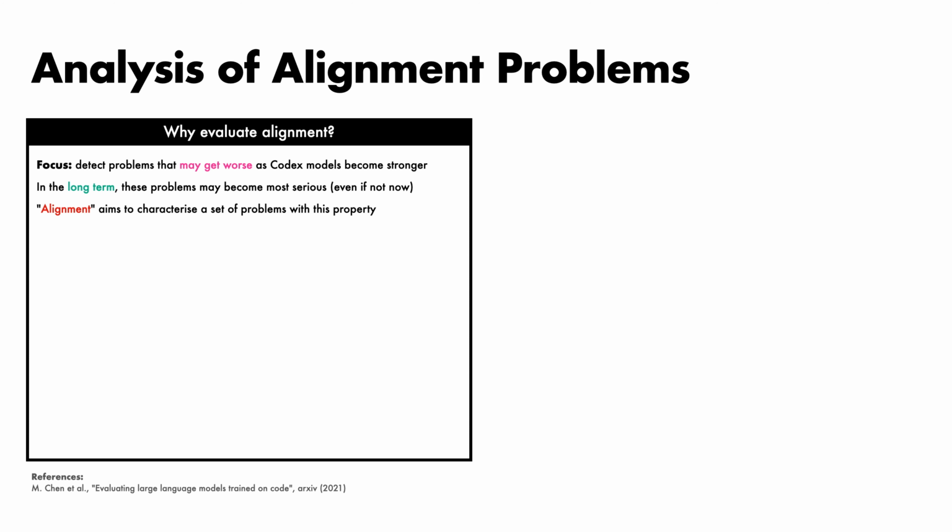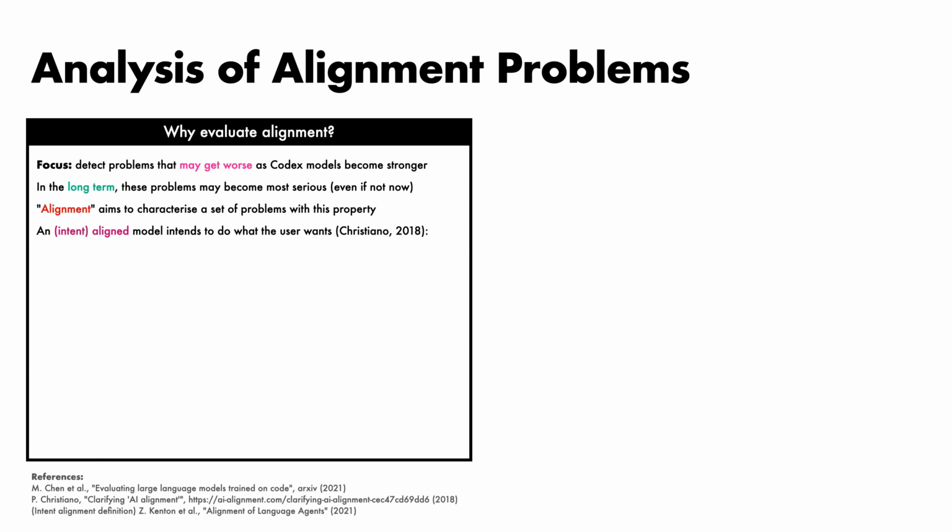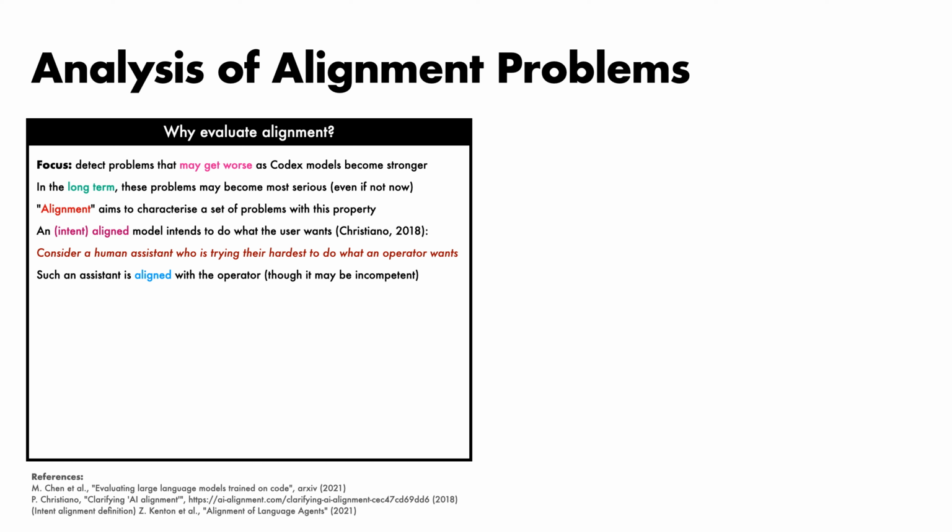One informal definition is that an intent-aligned model is one that intends to do what the user wants. In an illustrative example given by Cristiano, we can consider a human assistant who is trying their hardest to do what an operator wants. This assistant can be said to be aligned with the operator, regardless of whether it is sufficiently competent to achieve what the operator wants.